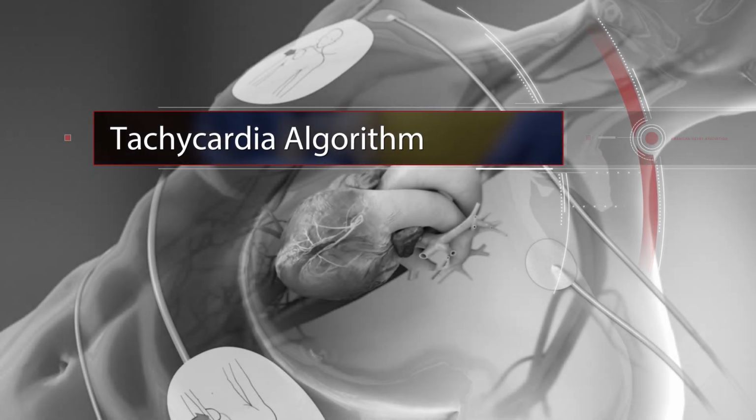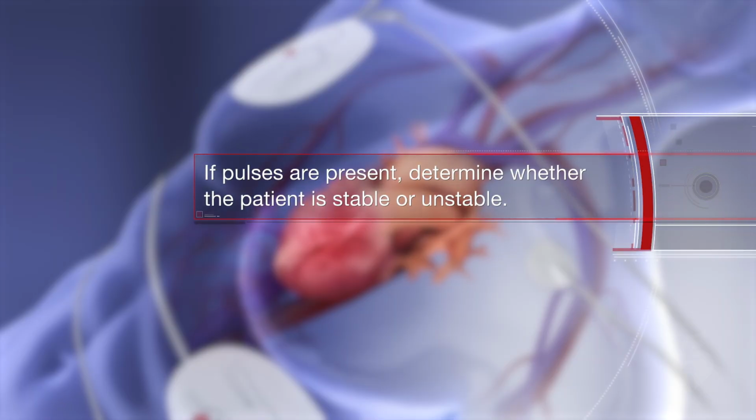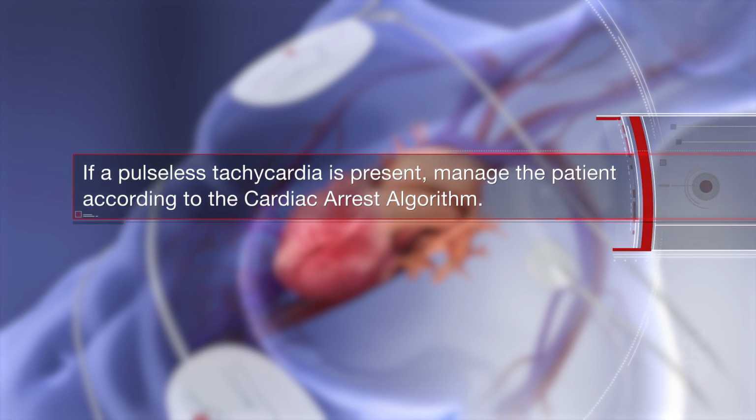The Tachycardia algorithm simplifies initial management of tachycardia. The presence or absence of pulses is considered key to management of a patient with any tachycardia. If pulses are present, determine whether the patient is stable or unstable, and then provide treatment based on the patient's condition and rhythm. If a pulseless tachycardia is present, manage the patient according to the cardiac arrest algorithm.